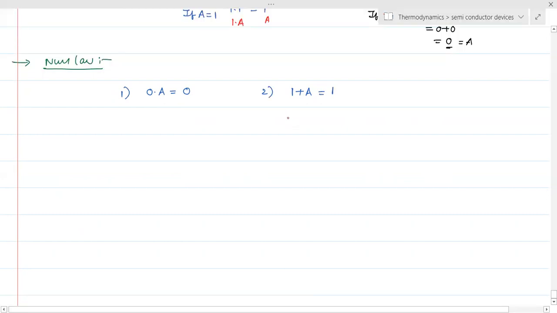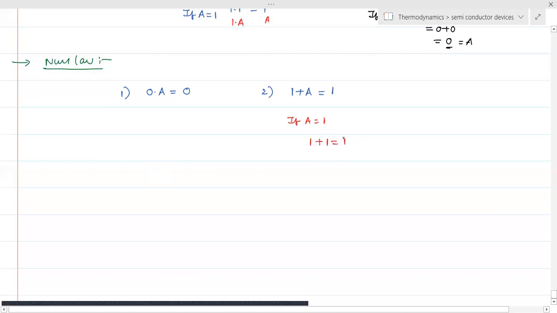So here, if I am taking A equivalent to 1, then 1 plus 1 is equivalent to... you need to be very careful. In Boolean algebra, 1 plus 1 is equivalent to 1. This is not like normal addition.